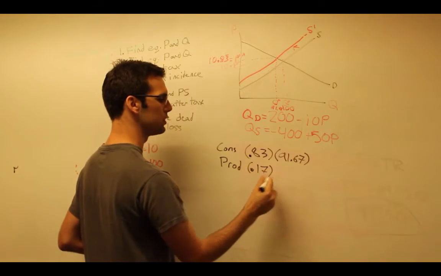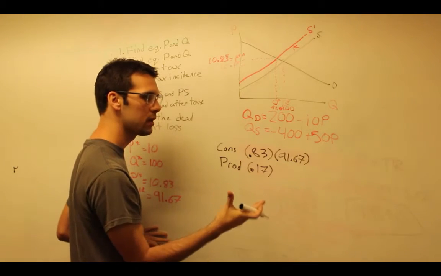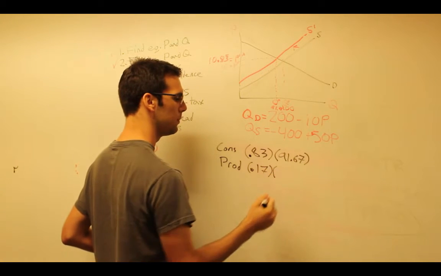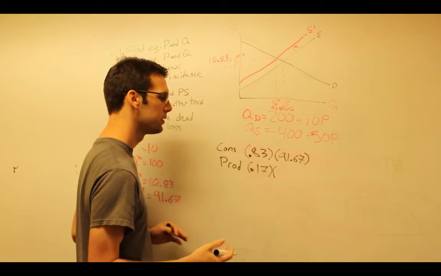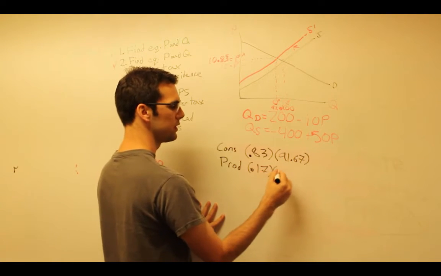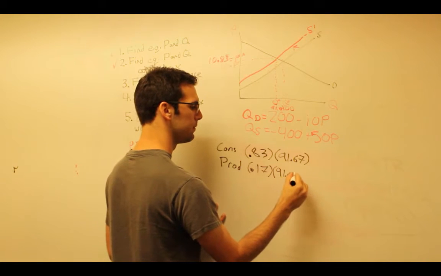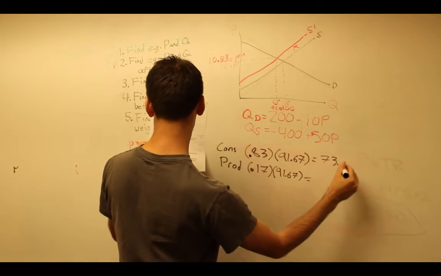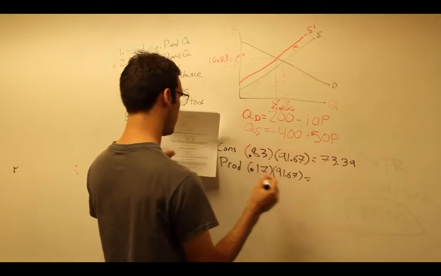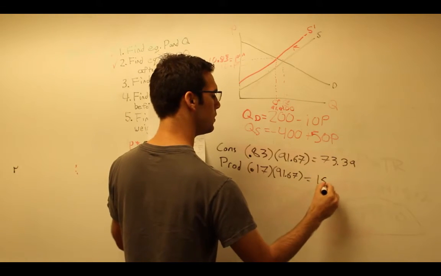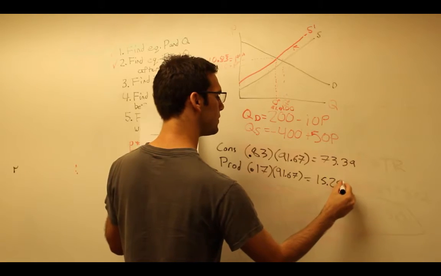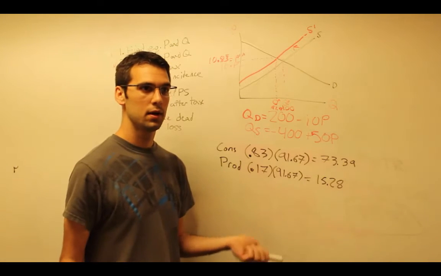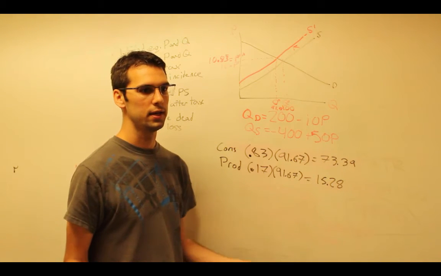And likewise for producers, if we want to find out how much they ended up paying, how much it came out of their potential profits, so to speak, then it'd be 0.17 times 91.67. Okay, and those are 73.39 for the consumers and 15.28 for the producers.